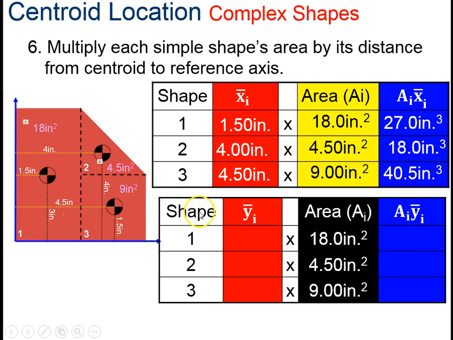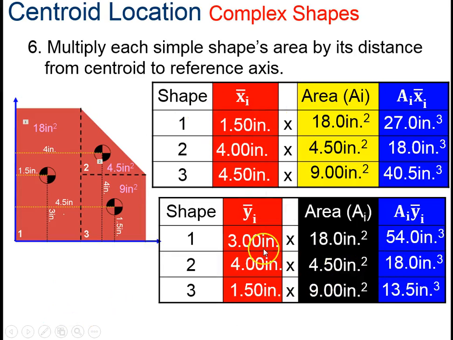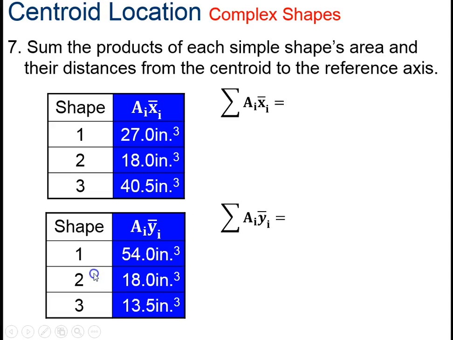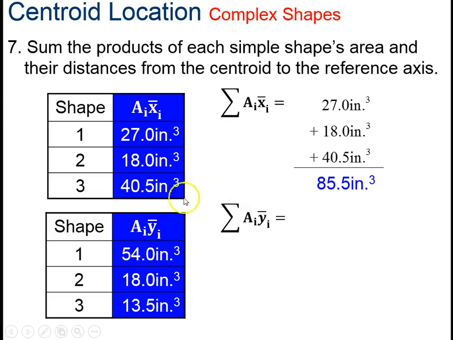Then we do the same thing for Y. Notice the areas are the same in both of these charts because the area hasn't changed just because we're going to do the vertical part instead of the horizontal part. And again, in each case, we multiply going straight across. Now this says to sum up everything in this column. So we add these three numbers up and get the answer.